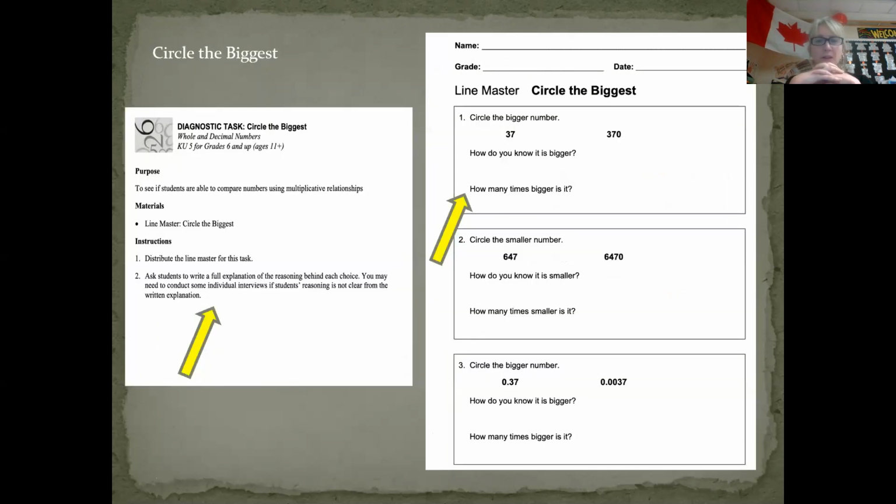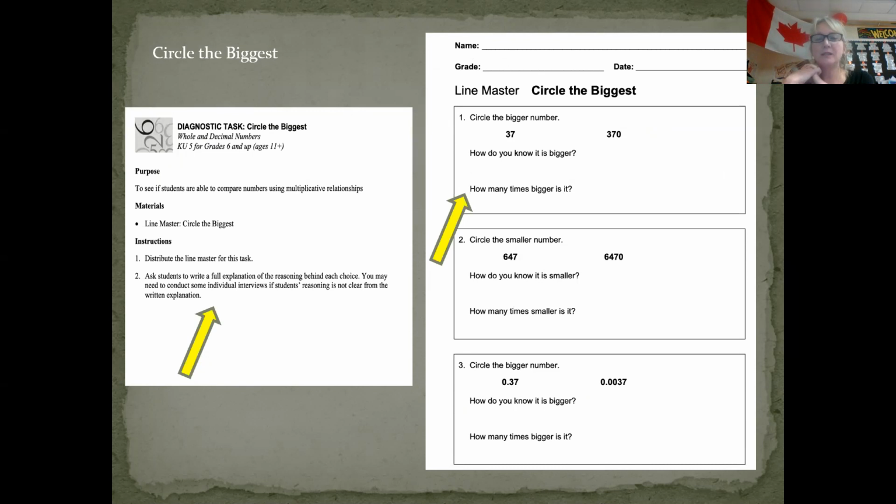The biggest. Okay, so this one, I love all of these. I do all of these. Circle the biggest. It's not so much about them circling it. And I put those yellow arrows there because I really want to emphasize how do you know it's bigger? How do you know it's larger? How many times larger is it?